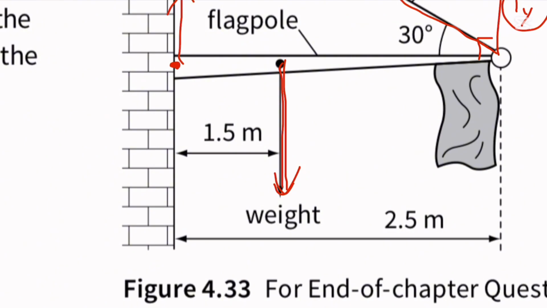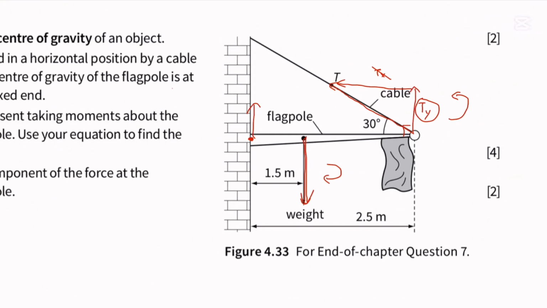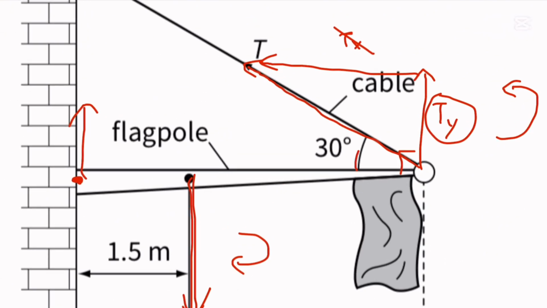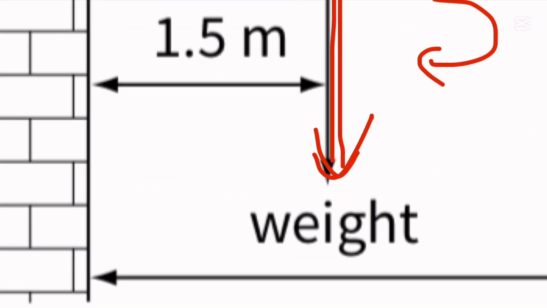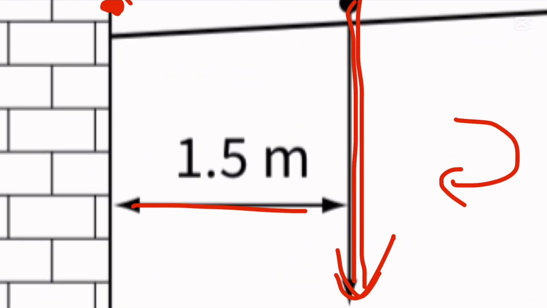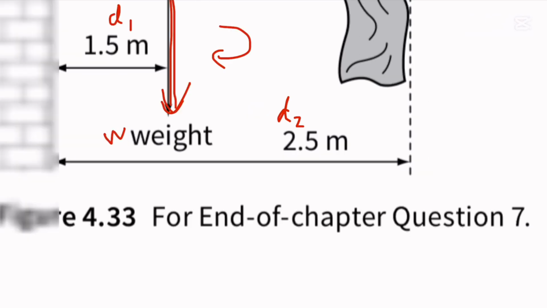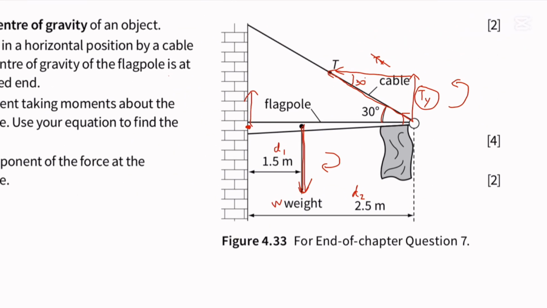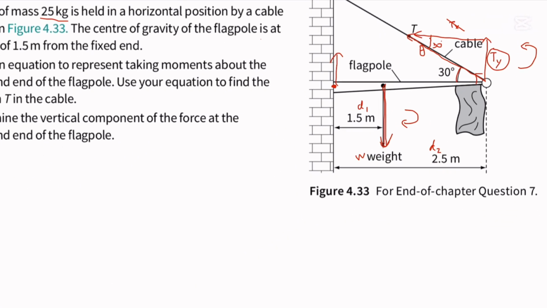So the weight produces a clockwise moment, and the vertical vector of the cable produces an anti-clockwise moment. So I have to find the tension of the cable, which should be easy. This is 30 degrees. Let's name this weight W, let's name this distance D1, and this distance D2. Then let's name this angle theta. So let's do the calculation now.